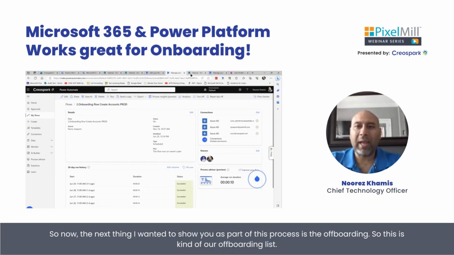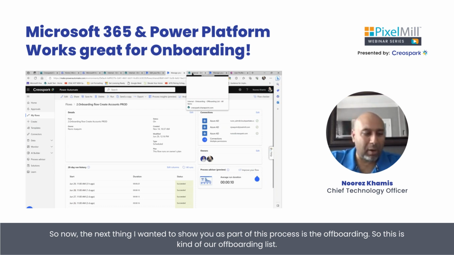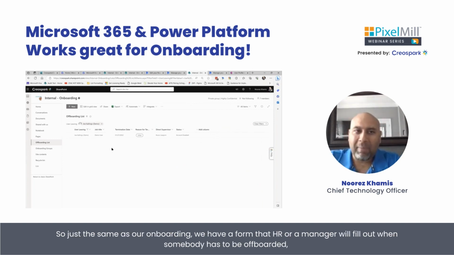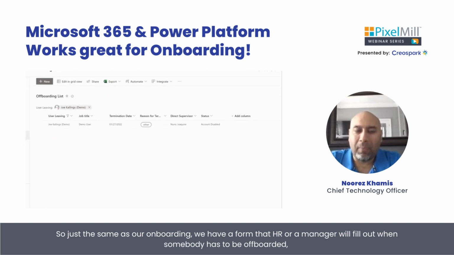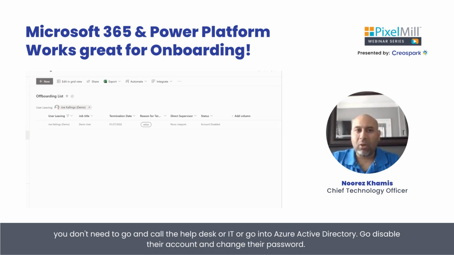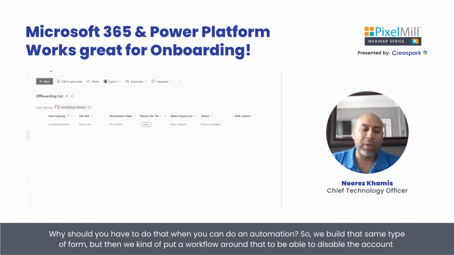Okay. So now the next thing I wanted to show you as part of this process is the offboarding. So this is kind of our offboarding list. Just the same as our onboarding, we have a form where HR or a manager will fill out where somebody has to be offboarded. And sometimes it is required, and then this needs to happen right away, right? So if somebody needs to be offboarded right away in the middle of the night or a certain time, you don't need to go and call help desk or call IT or go into Azure Active Directory, disable their account, change their password. Why should you have to do that when you can do an automation?